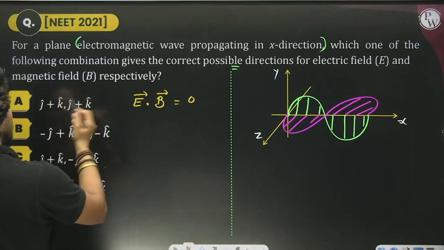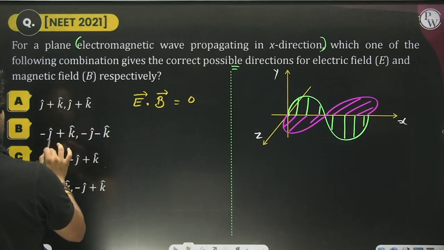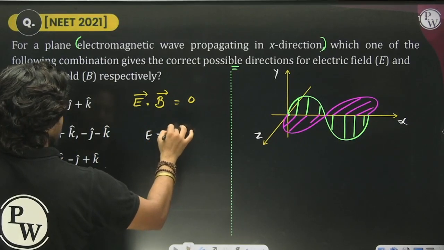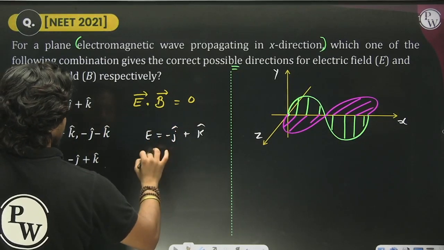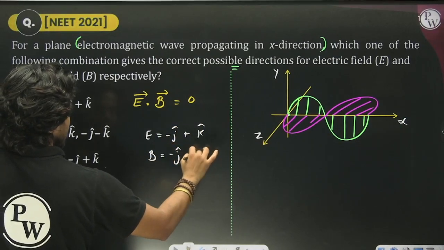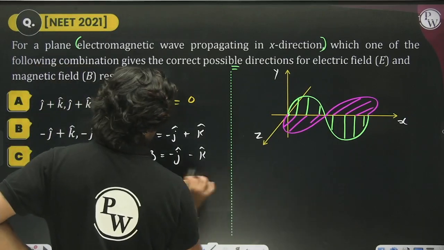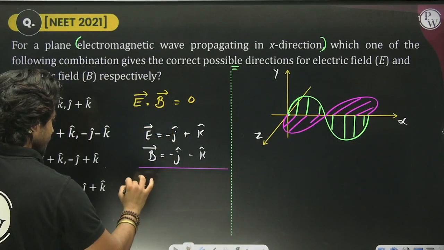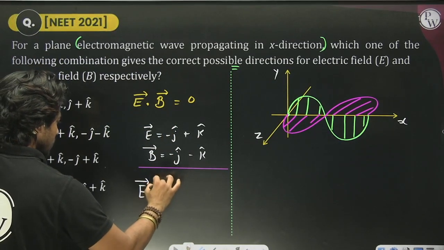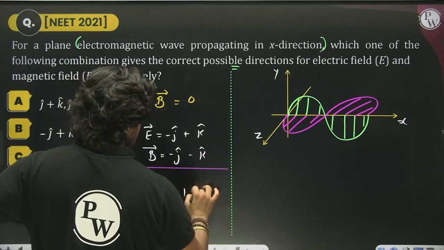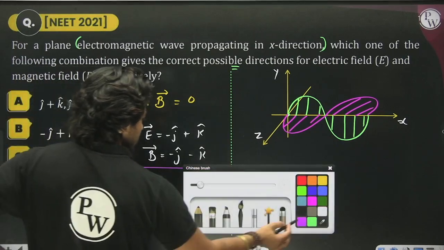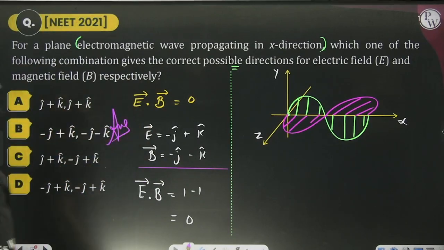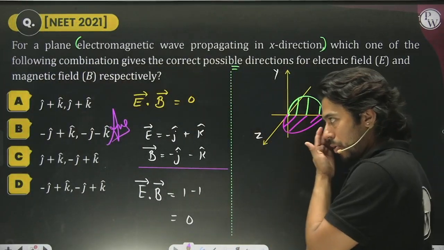Let's check option A. It can never give 0 because 1 plus 1 is 2. Let's cross-check option B. Let's say E is minus J plus K and B is minus J minus K. Is E dot B giving you 0? This is 1, this is minus 1. Yes, this is giving you 0. So the answer is B. E dot B is 0 according to option B.